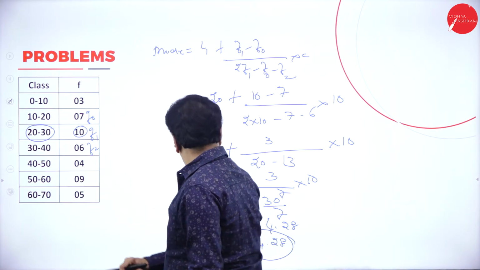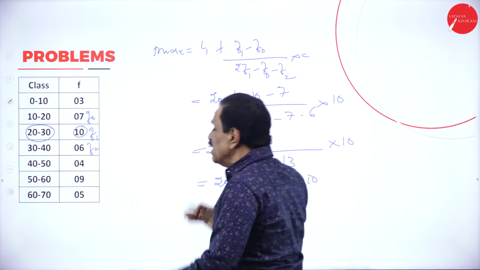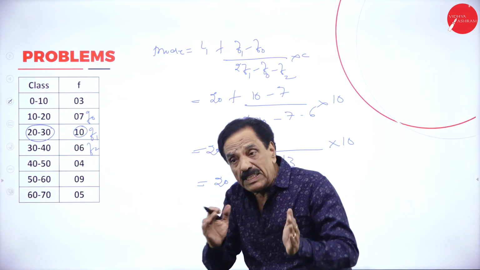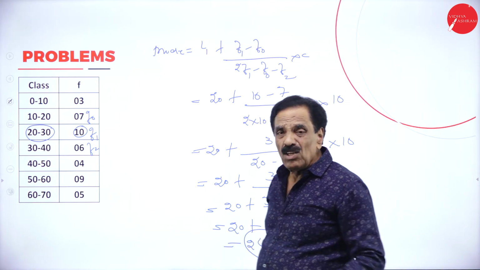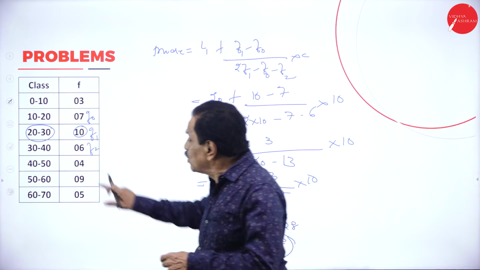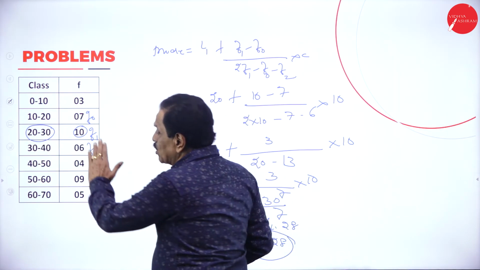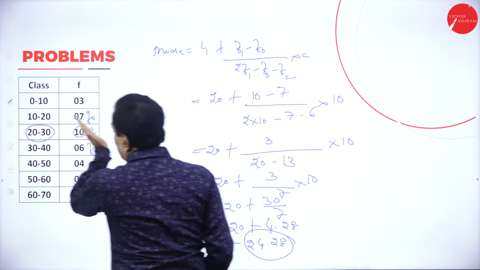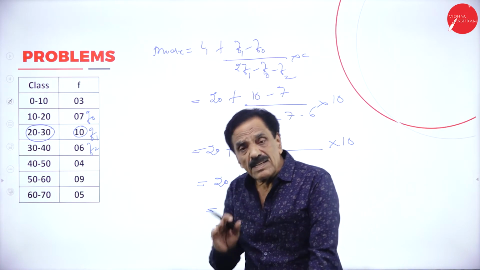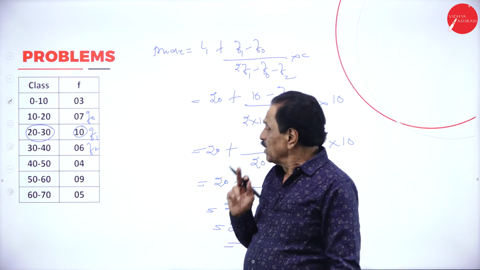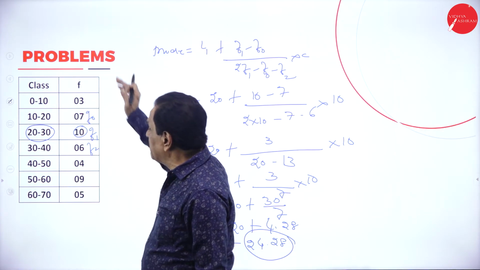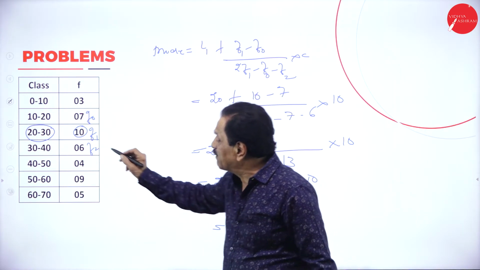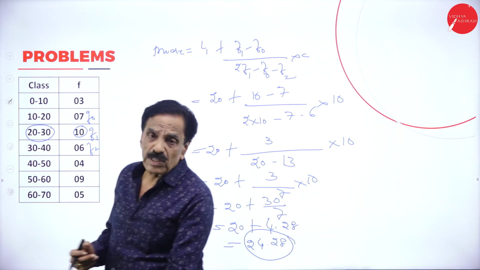So, your modal class is 20 to 30. Your mode should be between 20 to 30. Your value is 24.28, which means you are on the perfect line. You should not go out of this line. You should not be less than 20 or more than 30, because 20 to 30 is called the modal class. The highest frequency is 10, the one behind is 7, the next frequency is 2. We'll go to the next problem.